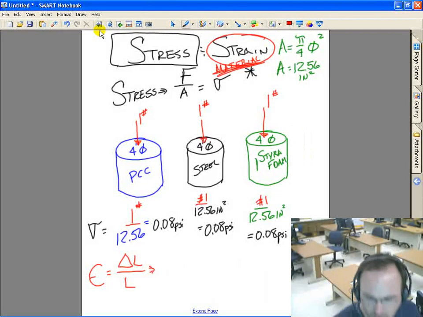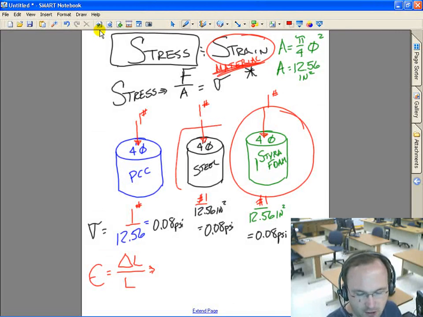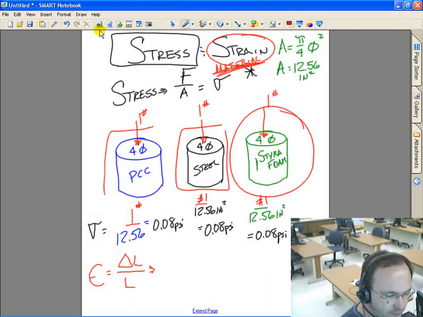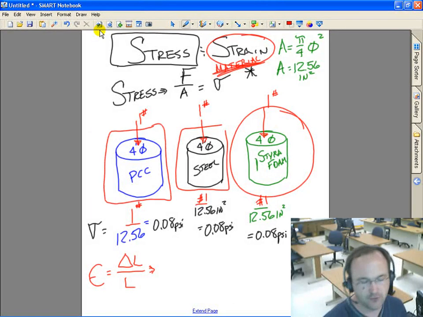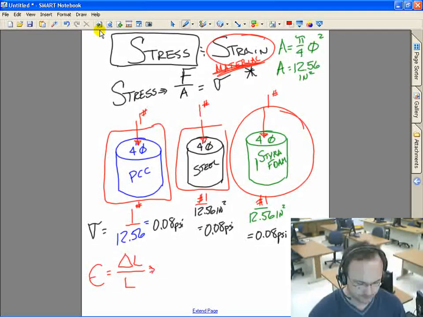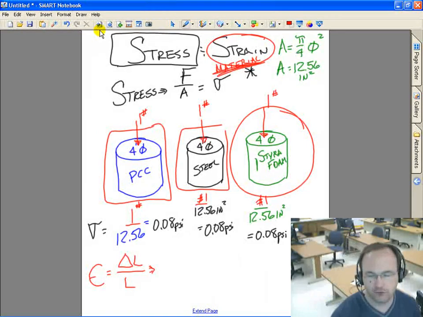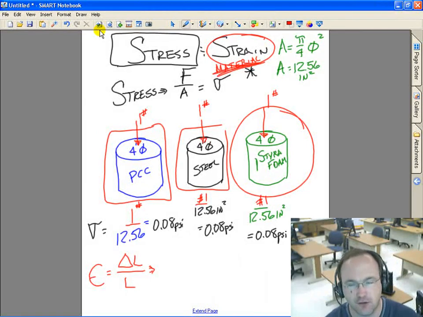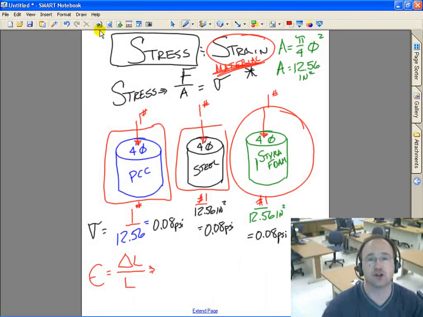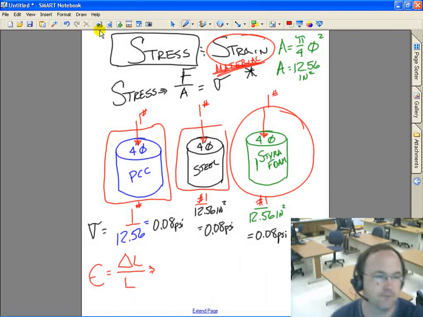As we can see, we're going to get significant strain here, very little strain here, and very small strain, but a little bit more than the steel here. Change in length over length. So we will get some strain, but it'll be minor in the first two, but we're going to see some significant strain in the third, because strain is a function of the material, not of the geometrical shape.